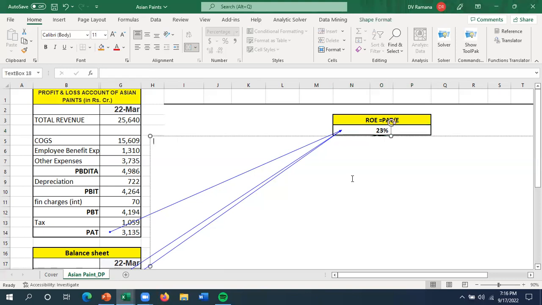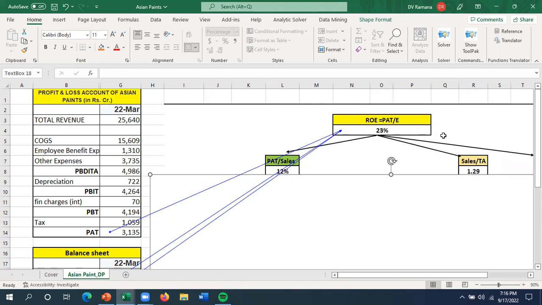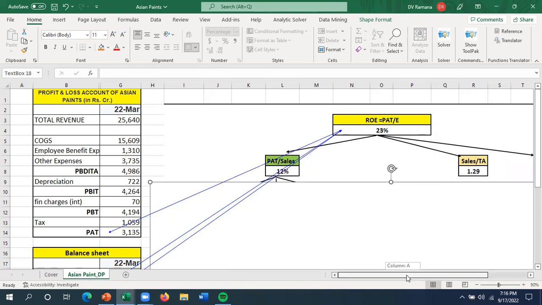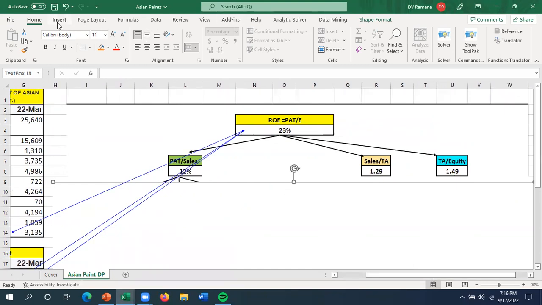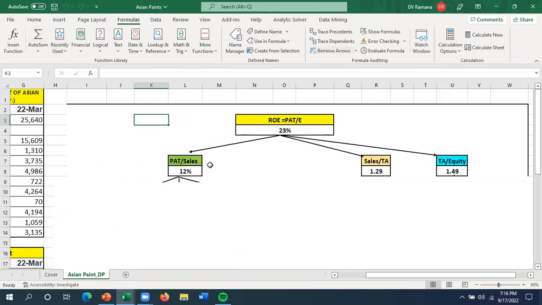So the PAT by equity can be further drilled down into profitability, efficiency, and leverage. Let us observe that. So PAT by sales is 12%. Sales by TA is 1.29. That means sales is 1.29 times the total assets, and total assets is 1.49 times the equity.